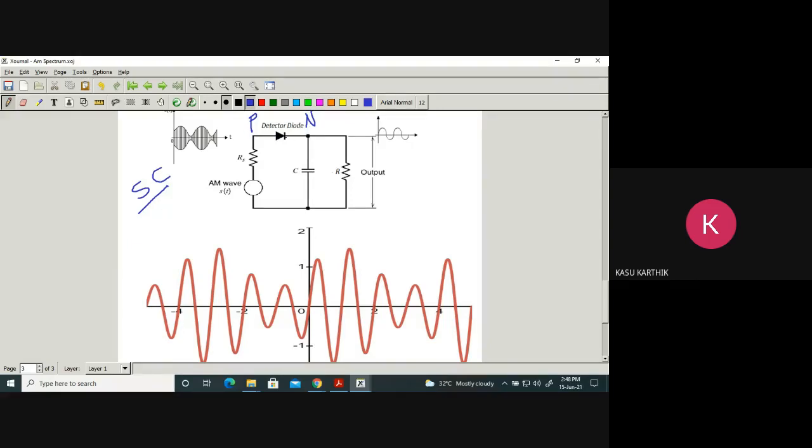Now it will conduct. It is an on-off switch now. Whenever the P side is less than the N side, the diode will be reverse biased. In reverse bias, you can replace the diode with an open circuit. So the diode won't conduct. Now, let us do the operation. Here we have a capacitor and a resistor. It is called a load resistor.